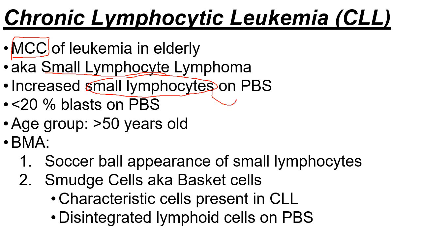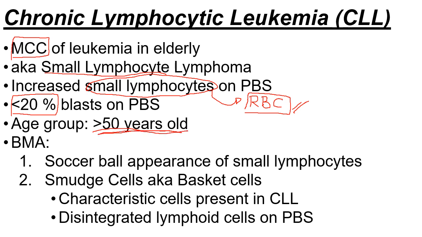Ano ulit ang basis of the size of your lymphocyte cell? Ano ang sabi ko? The basis of your lymphocyte cell will be the size of RBCs. Okay? Kapag magkasing size sila, ibig sabihin small lymphocyte. And then, since chronic yan, one of the criteria should be the blast numbers should be less than 20%. And since chronic sila, ang affectation na age group is elderly, so more than 50 years old.